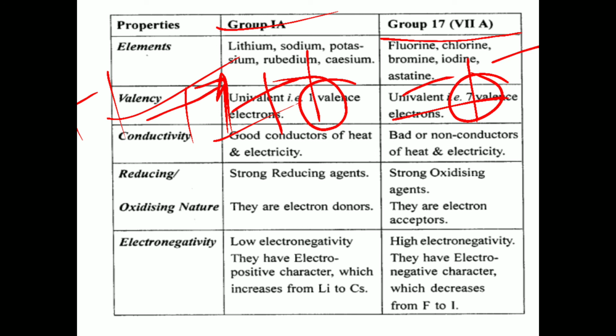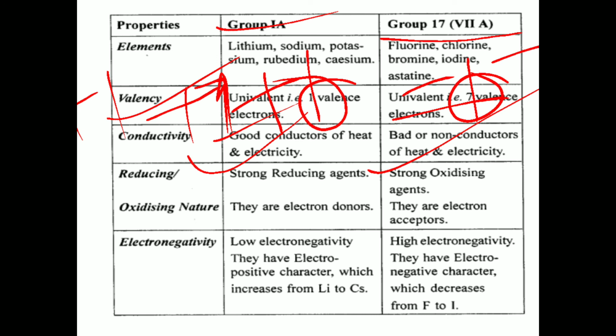Conductivity: as the alkali metals are metals, they contain free electrons in them. As they contain free electrons, they are very good conductors of heat and electricity. But halogens do not contain free electrons, as they are non-metals, so they are bad conductors or non-conductors of heat and electricity.